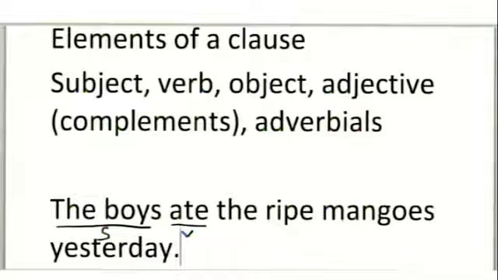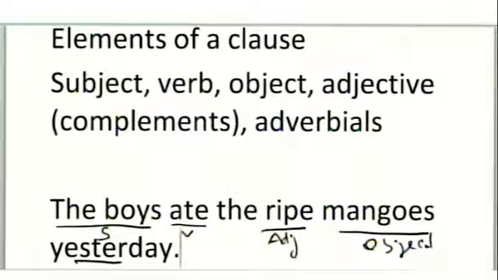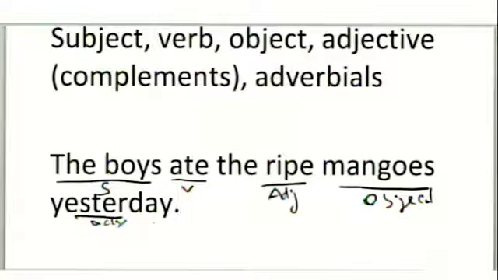We have ate, which is our verb. Okay. Ripe mangoes, the whole thing is a noun phrase, sorry, but we have an adjective here, which is what? Which is ripe. I'll cut it short, adjective. We have our main object, okay. And then we have our adverb. When did they eat it? Yesterday. We have our adverb.